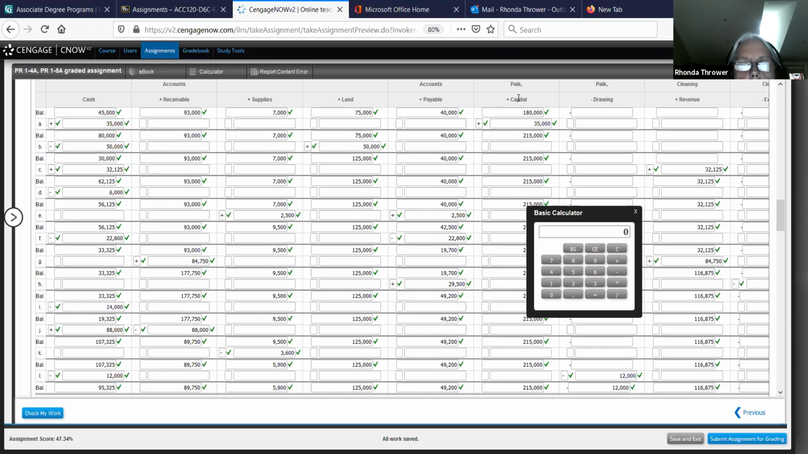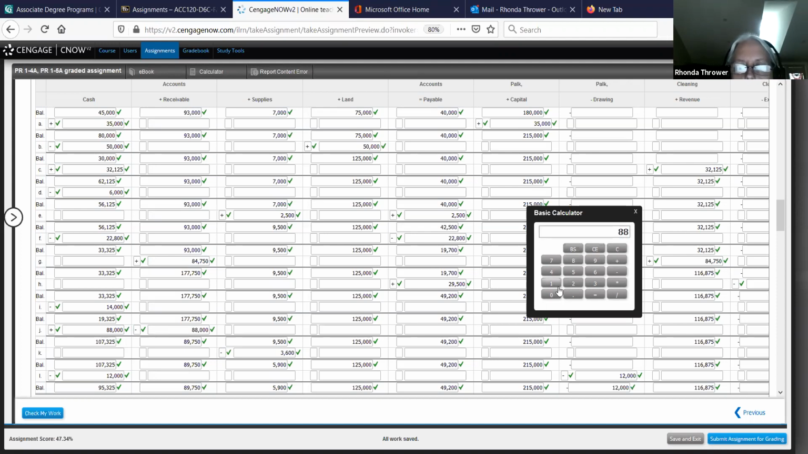But that was from the owner's investment. That does not go in the operating activities. We're only looking for cash that we've received from customers. It has to be an increase in cash. Here's an increase in cash right here of 88,000. And you see that accounts receivable went down. So that is definitely cash that we would receive from customers.